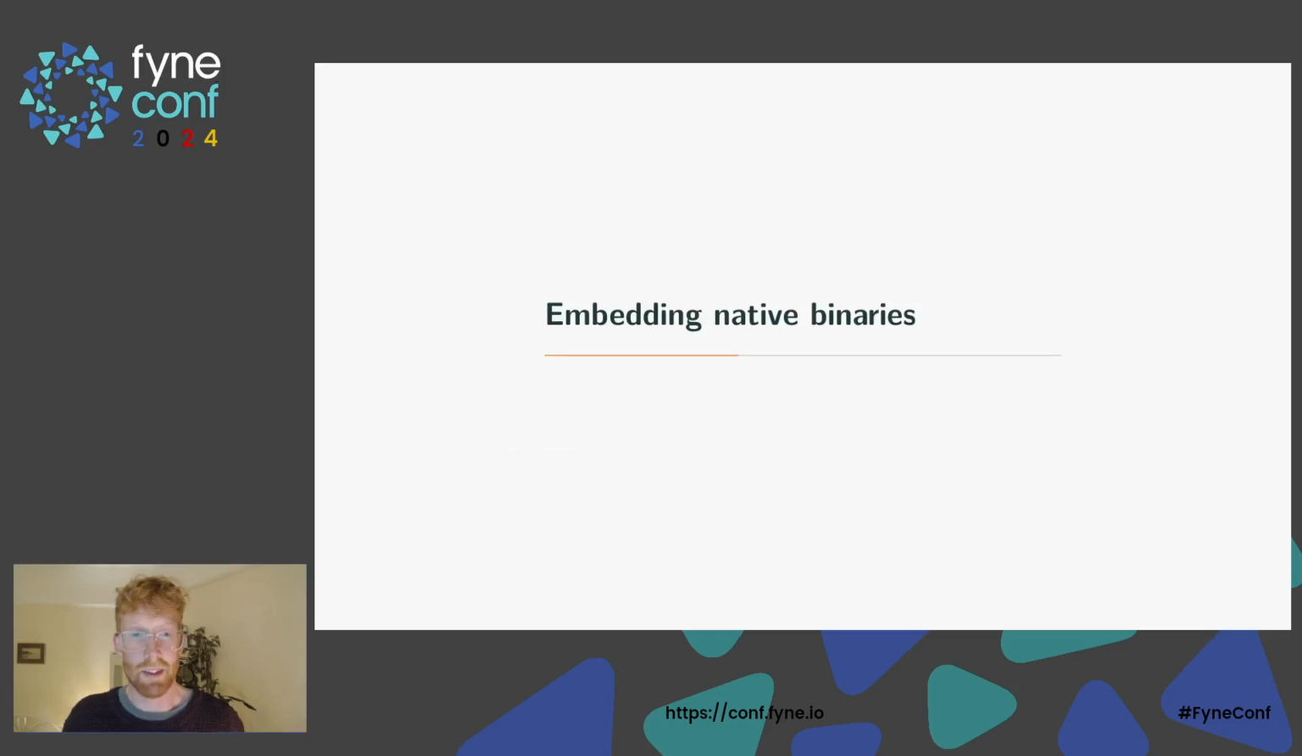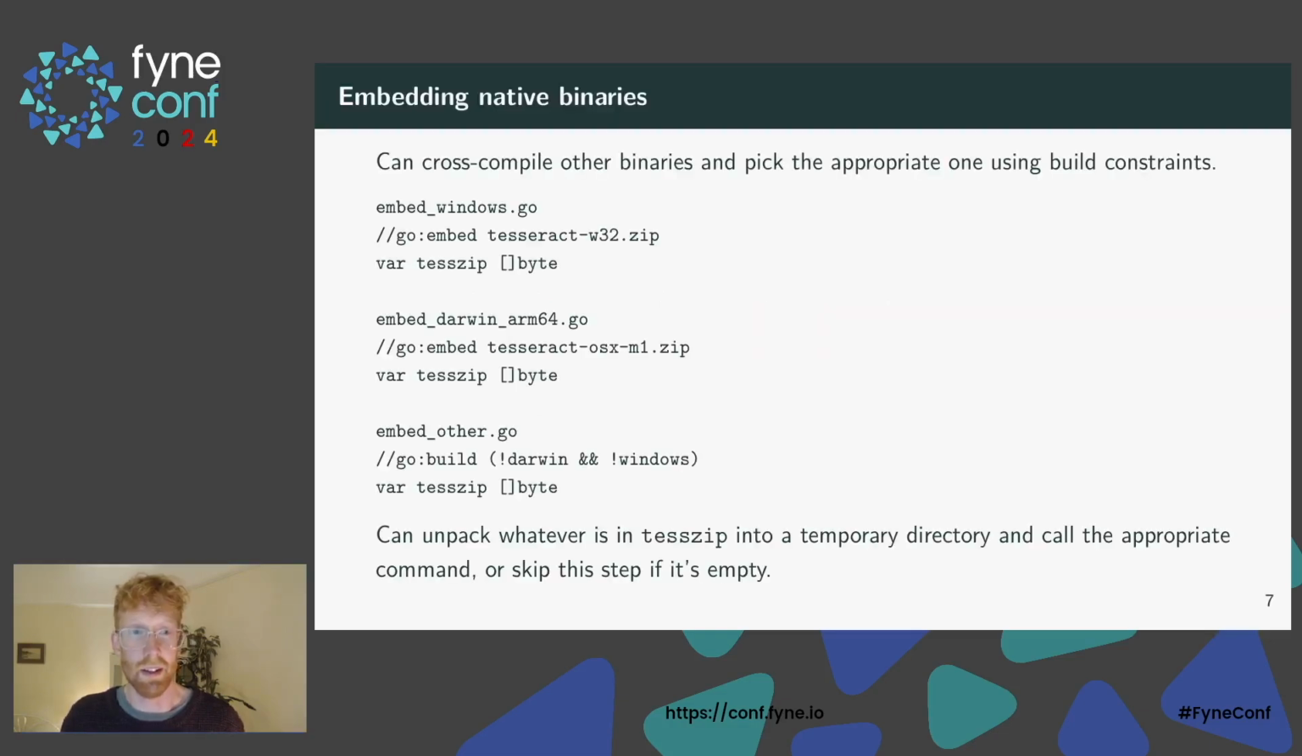Okay, embedding native binaries, next thing. So the Rescribe tool uses a C++ program called Tesseract to do a lot of the heavy lifting. This obviously is not built with Go, so it is more of a pain to get different architectures out of and to link in. But I still wanted to have one binary which contained everything that was needed.